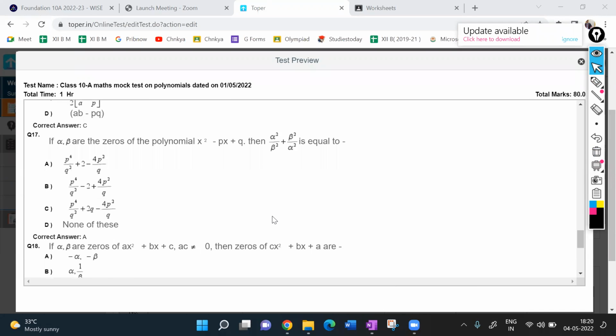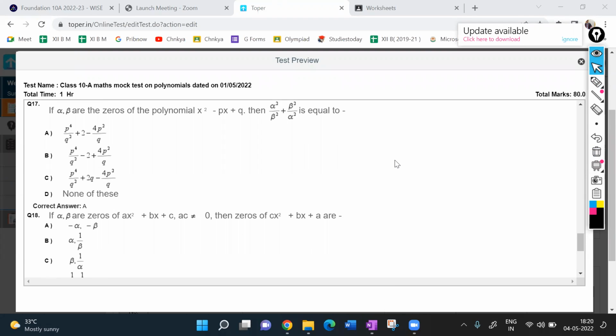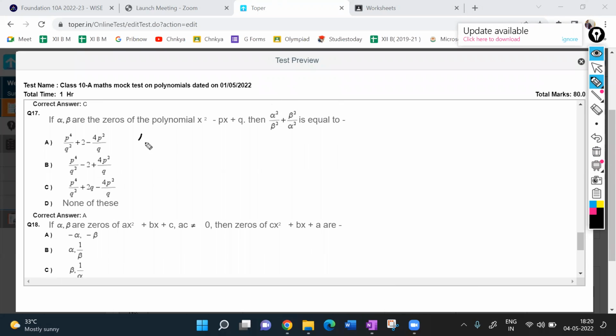Alpha, beta are the zeros of this polynomial. Then very simple, look. Alpha plus beta is what here? P. Alpha beta is what here? Q. Right? We need this value. So what I do basically, I'll take the LCM. LCM is alpha beta whole square, correct? So here, alpha to the power of 4 plus beta to the power of 4.